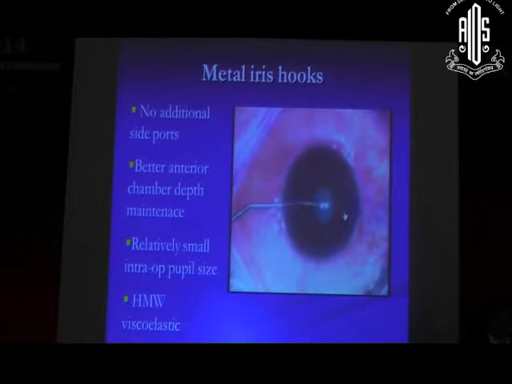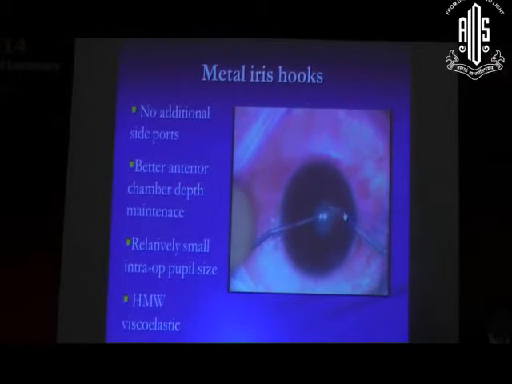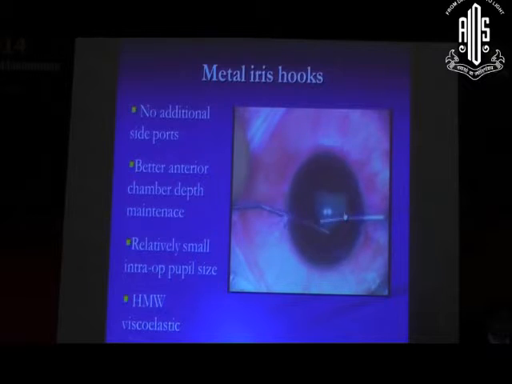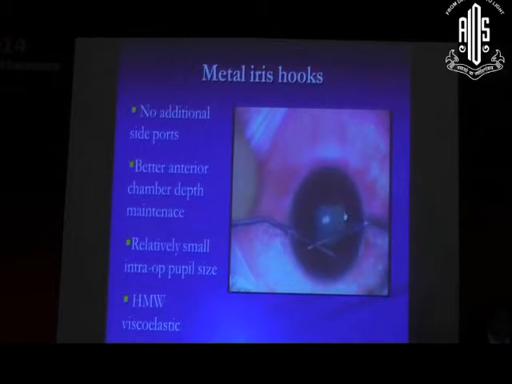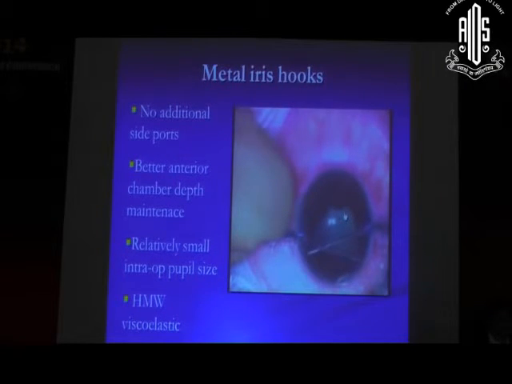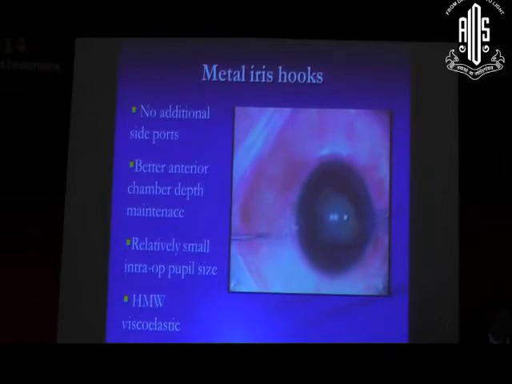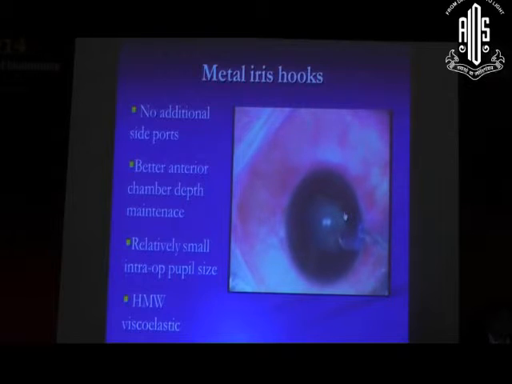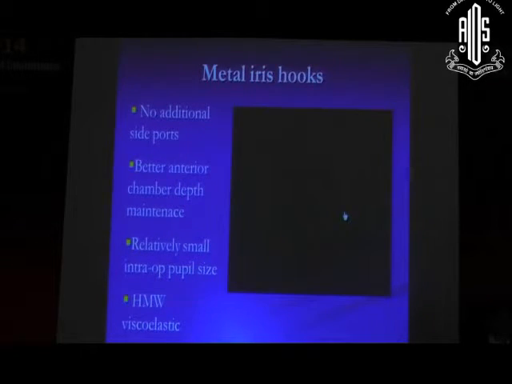Then, now with metal iris hooks again, very often you don't need to use any additional side ports. You have the traditional two side port approach. Use the metal iris hooks, stretch the pupil. You will get adequate dilation of 4 to 5 millimeters. And you need to combine this with a good high molecular weight viscoelastic agent so that you have reasonable dilation during the capsulorhexis procedure.